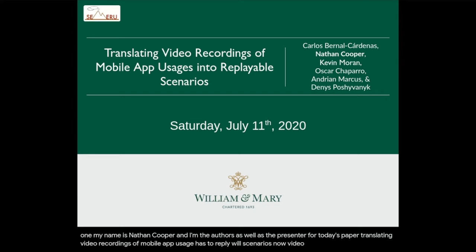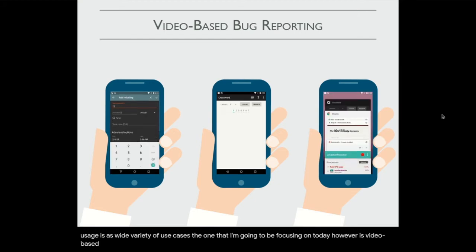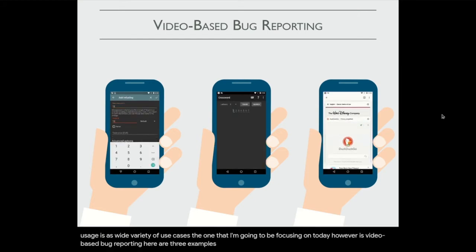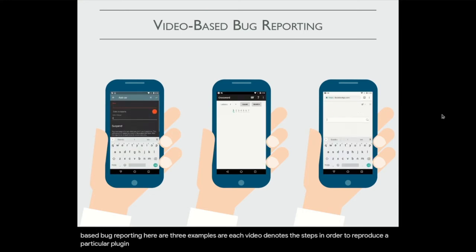Now, video recordings of mobile app usages have a wide variety of use cases. The one that I'm going to be focusing on today, however, is video-based bug reporting. Here are 3 examples where each video denotes the steps in order to reproduce a particular bug in an application.